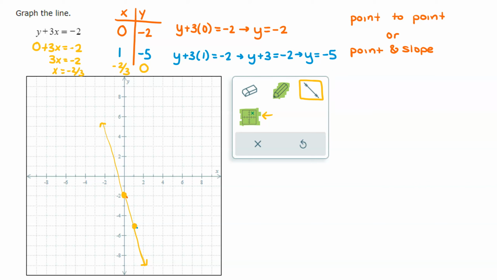But that's kind of hard to just click on. So if you use this button, it's like, hey, just type it in. You don't type decimals. You would type the fraction, -2/3, and then you would type 0, and it would plot the point for you here.